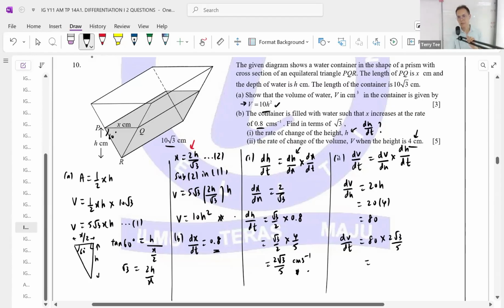Now 80 divided by 5 is 16, right? Or you cancel like this, 16. 16 times 2 is 32. Answer: 32 square root 3. Your answer will be in terms of square root 3. Yeah? The unit is cm cubed per second.